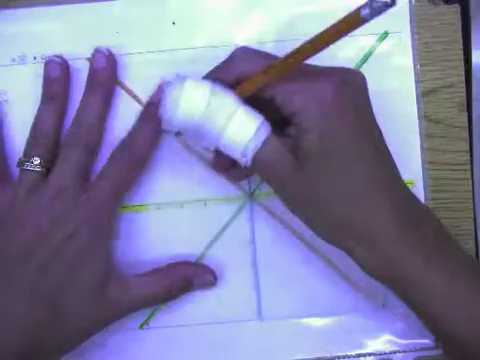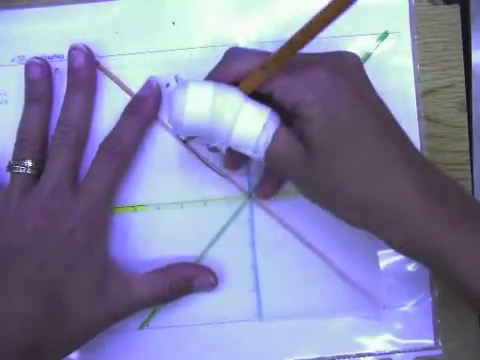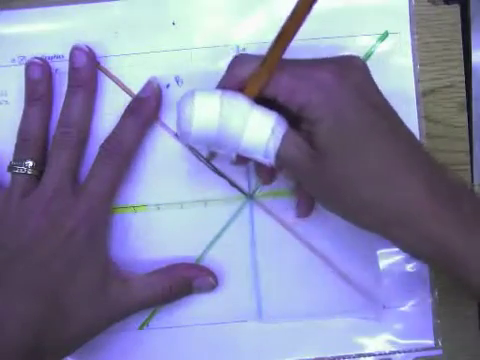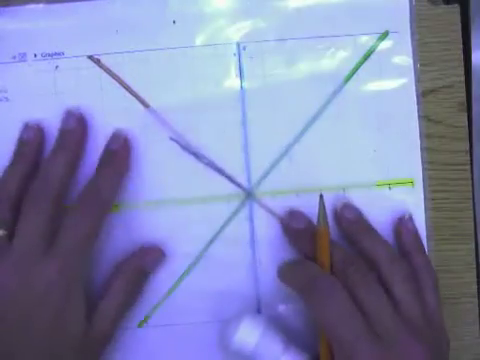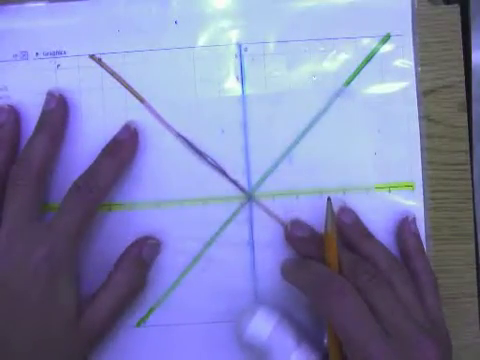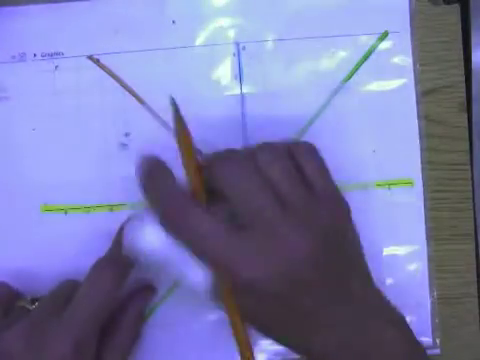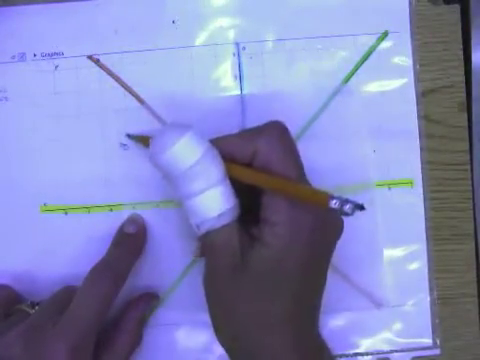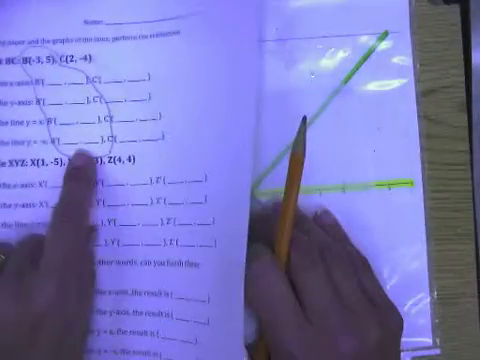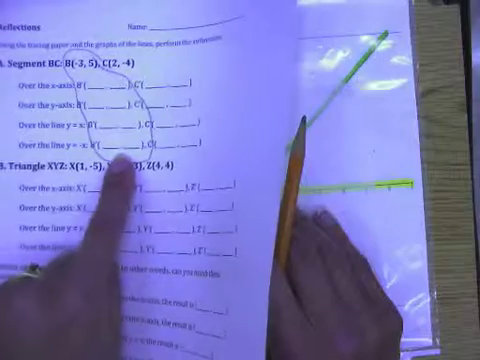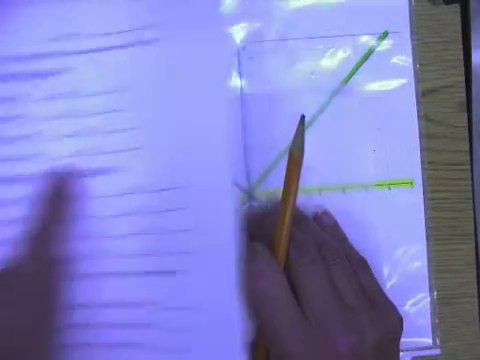So I trace the positive part of that. Can't really call any part of it positive, but I'll trace this part of it. A little off there. And I flip it over so that it lands in the exact same spot. And once again, note the coordinates of B and write them here.